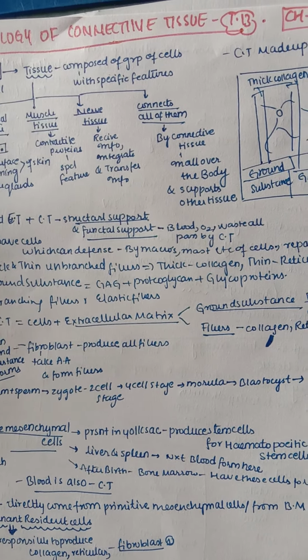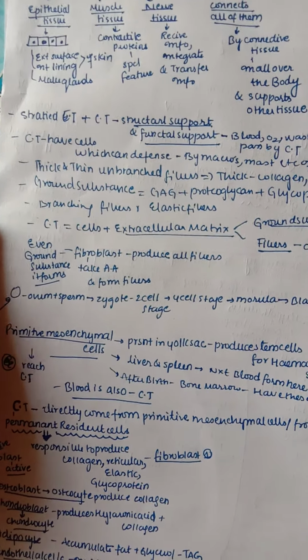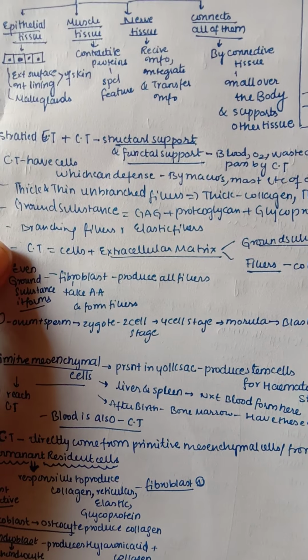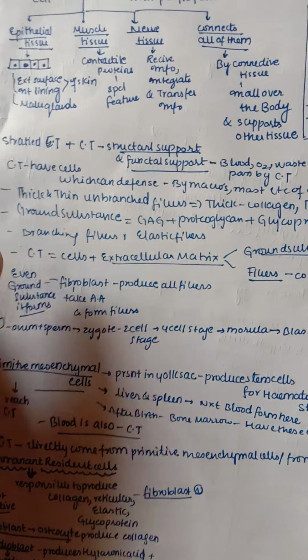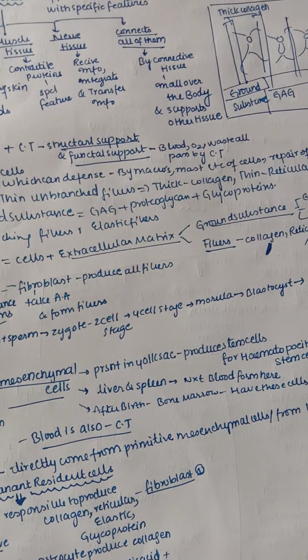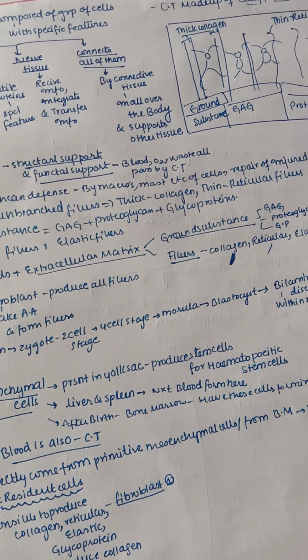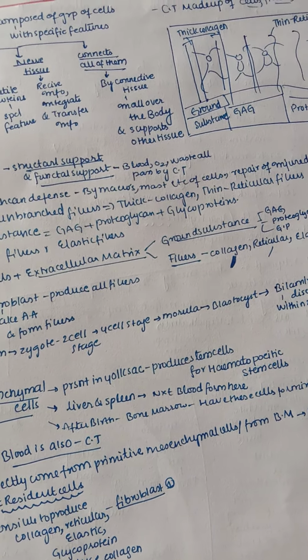Connective tissue is present all over our body, and it supports other tissues. The stratified epithelium has a connective tissue which gives both structural and functional support. Not only stratified epithelium, for any epithelium the connective tissue gives structural and functional support, by helping to transfer blood, oxygen and also waste out of the cell. All these substances pass through the connective tissue. The connective tissue has cells which can defend, mainly macrophages and mast cells, and also has a capacity to repair injured tissue, mainly by formation of scar.